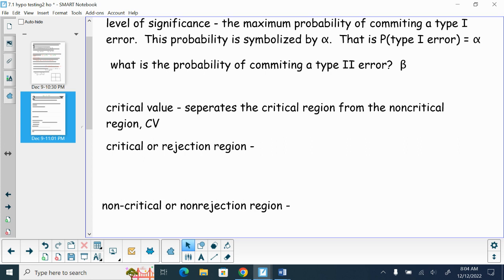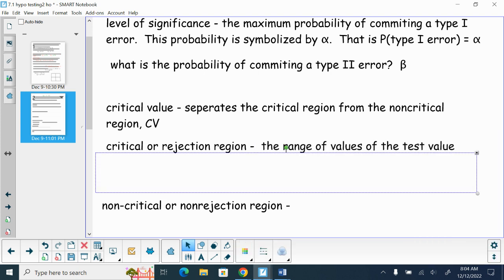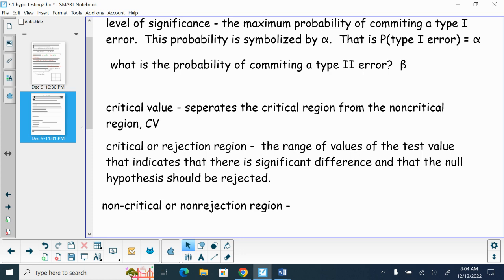Okay, we'll talk about one-tail, two-tail tests here. And you'll be able to find critical values. Your critical or rejection region is a range of values of your test value that indicate there's a significant difference and the null hypothesis should be rejected.